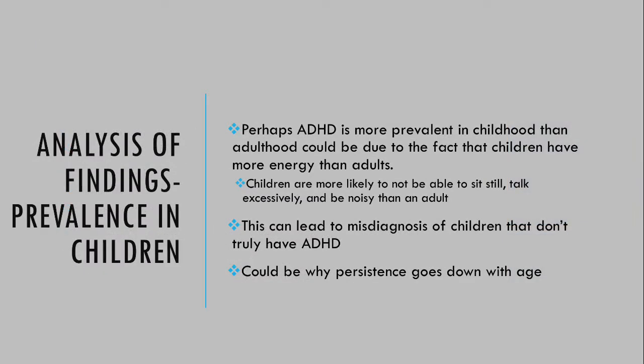So, going into more analyzing of what I found, specifically the prevalence in children. So, perhaps ADHD is more prevalent in children than adults. Could be due to the fact that children tend to have more energy than adults. So, children are more likely to not be able to sit still, and they talk excessively, and they're noisier than adults. This can lead to misdiagnosis of children that don't truly have ADHD, and this also could be why persistence tends to go down as somebody gets older. Their behavior just changes, and that could be why the ADHD classified behavior also goes down.